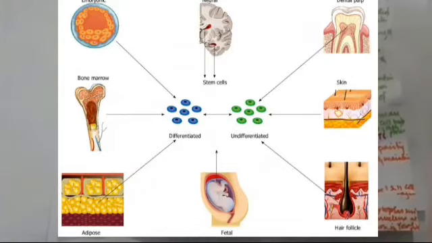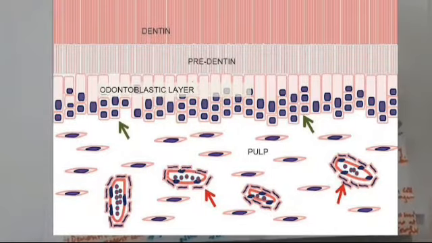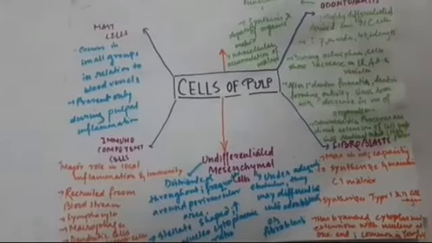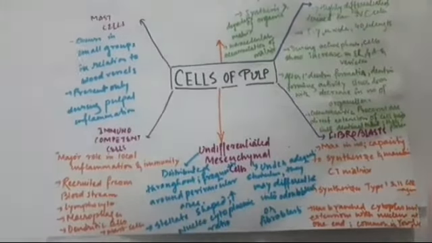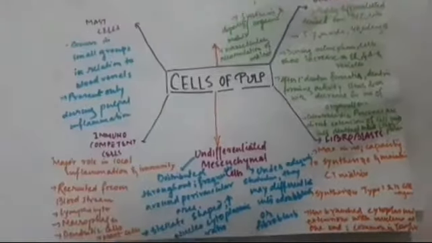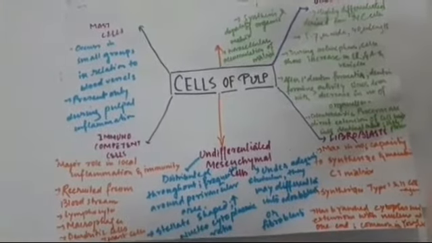The next group of cells that we are going to discuss are the undifferentiated mesenchymal cells. They are distributed throughout the pulp and more frequent around the perivascular area. They are stellate-shaped and the nucleus-cytoplasmic ratio is quite high. Under adequate stimulus, they can differentiate into odontoblasts or fibroblasts, but this event is not necessary. If there are undifferentiated mesenchymal cells, it is not always necessary for them to develop into odontoblasts or fibroblasts.